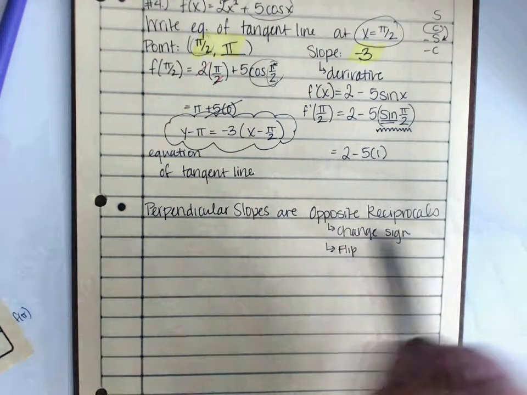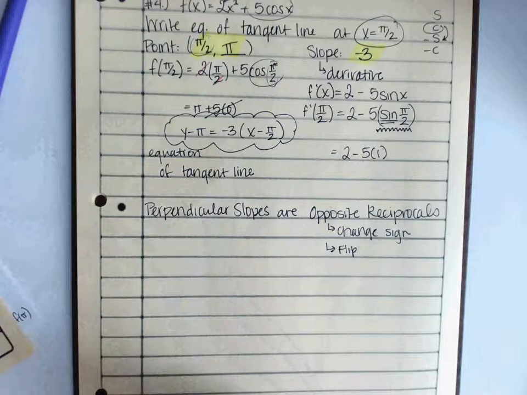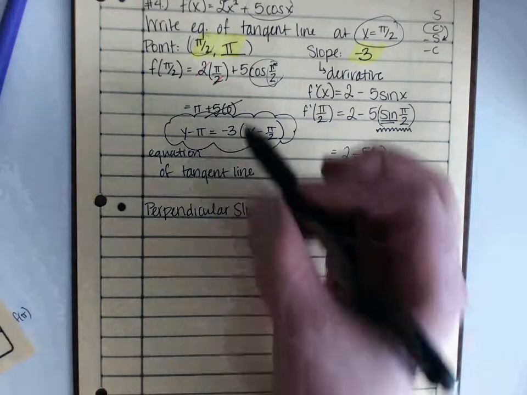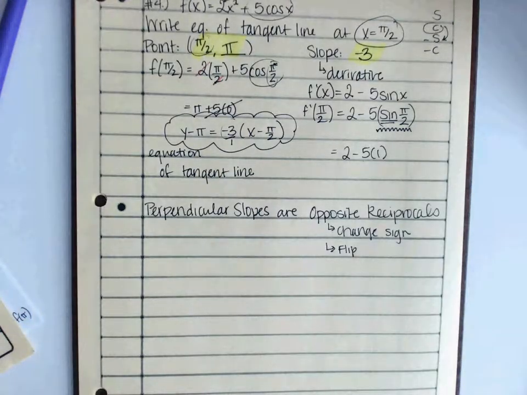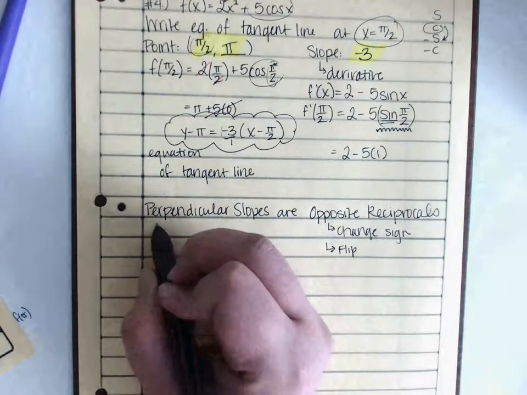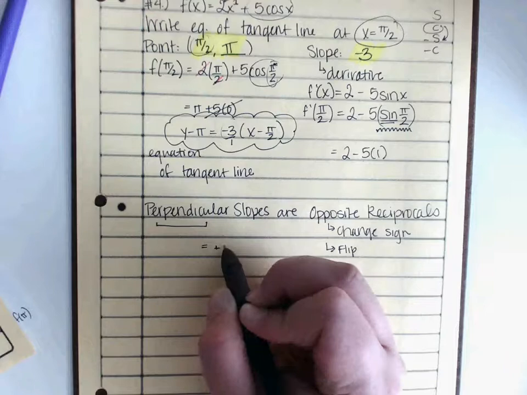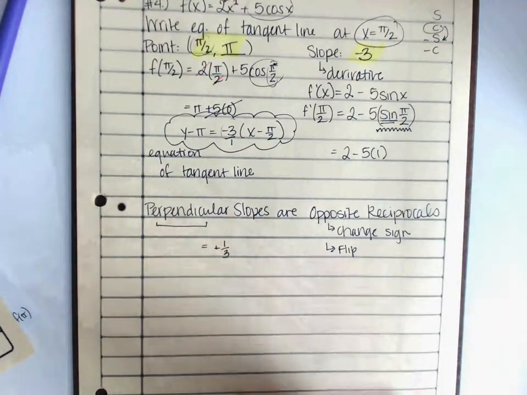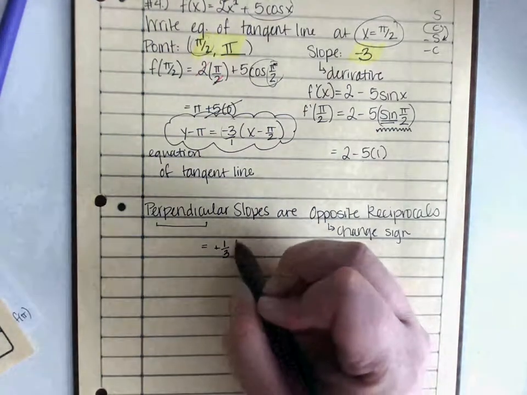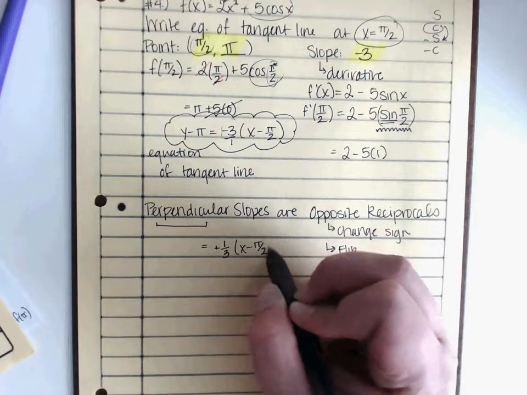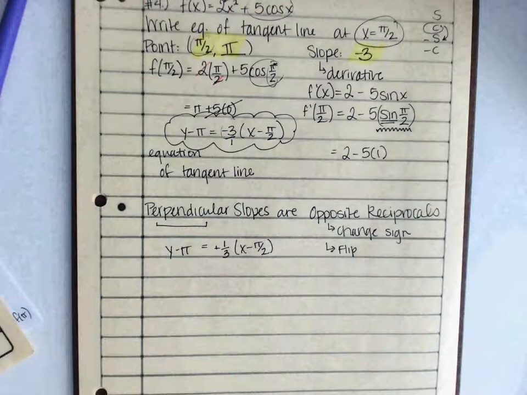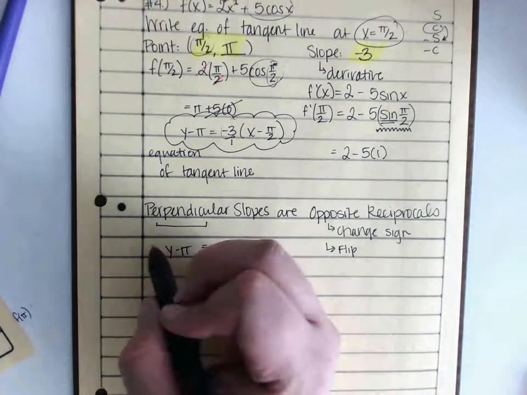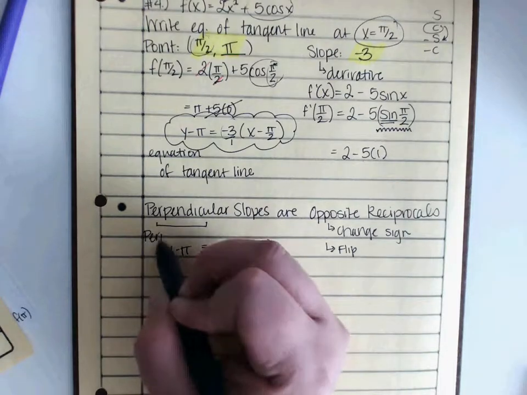So for example, if I wanted to give you the reciprocal slope of this, the only thing I would change is the slope. If that's a -3, that's like a -3/1. So my slope for a perpendicular slope would be +1/3. Everything else stays the same though. My point is still pi-halves for my x, and then pi for my y. So this would be a perpendicular line.